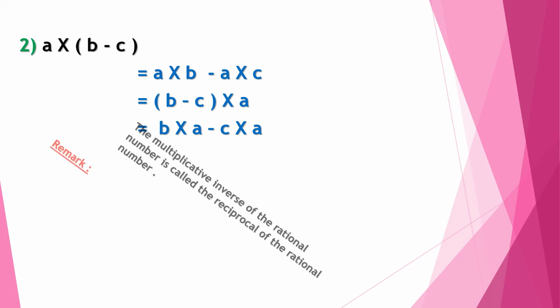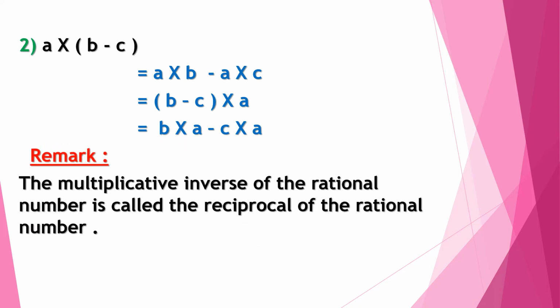Okay, an important remark: the multiplicative inverse of a rational number is called the reciprocal of the rational number. For example, as we said before, for 2 over 5 the multiplicative inverse will be 5 over 2. For negative 3 over 10, the multiplicative inverse will be negative 10 over 3, and so on.